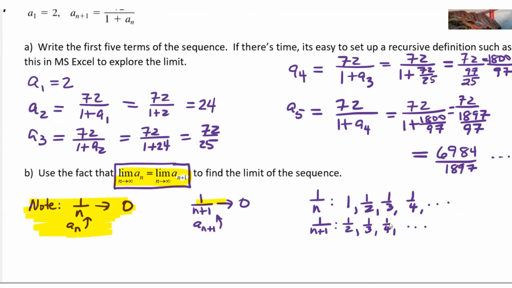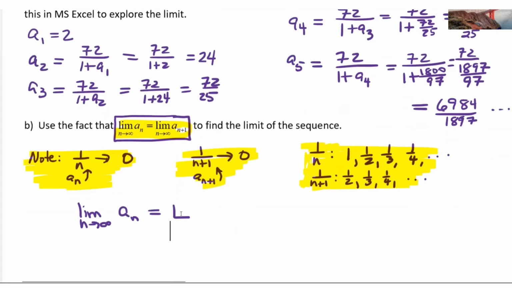Now we're going to use this fact to prove that the sequence, that really crazy sequence that we just found the first 5 terms of, actually does converge. So what we're going to do is suppose that the original sequence converges, the limit as n goes to infinity of a sub n, to some number L. So we're going to say let the limit as n goes to infinity of a sub n equal L. Then we're going to see what we can say about the limit of the a sub n plus 1s.